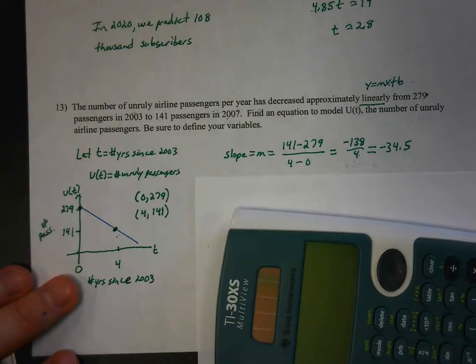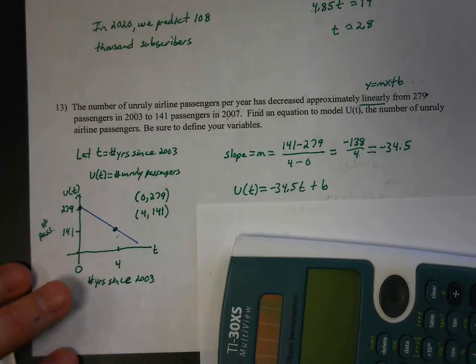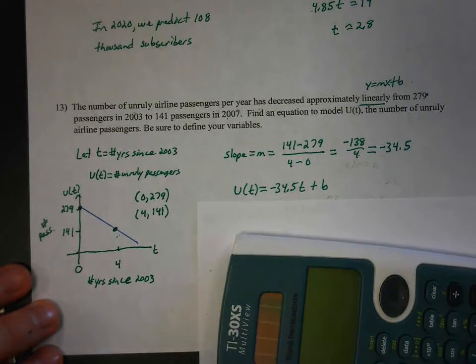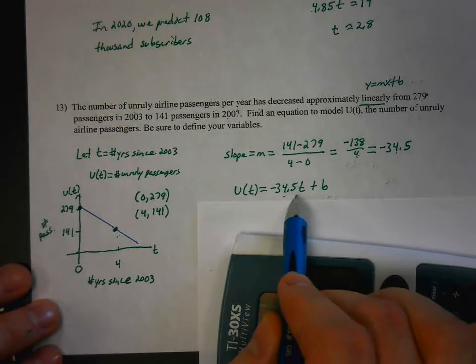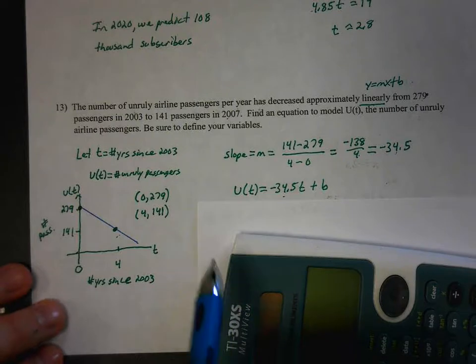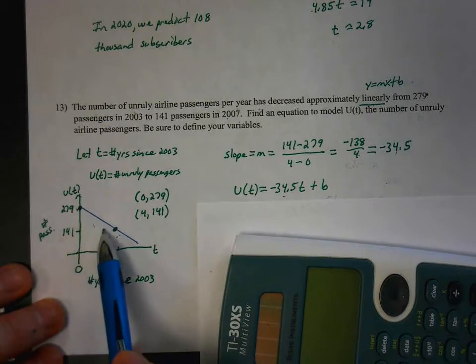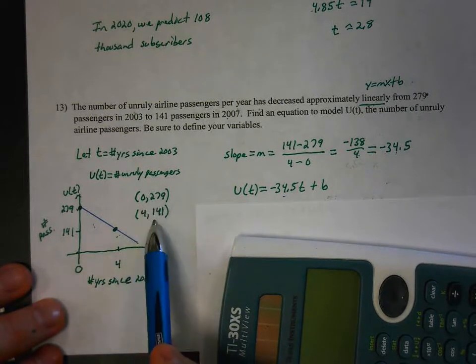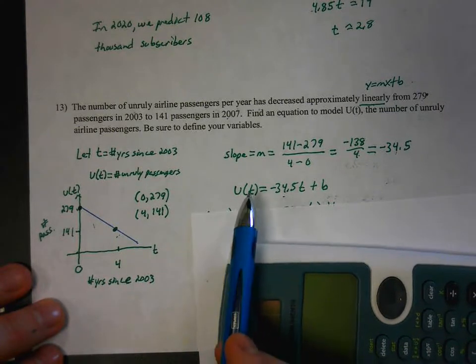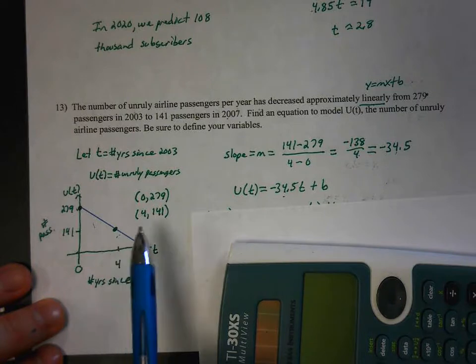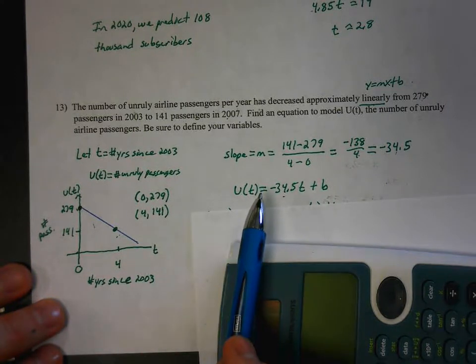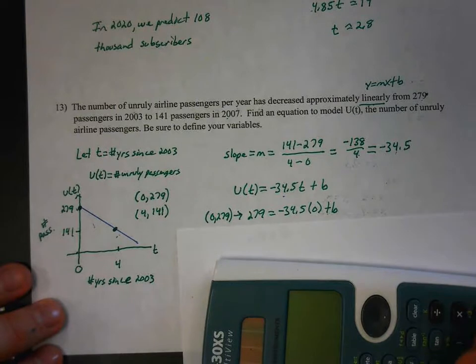So now we know that u of t equals negative 34.5 times t plus b. You're going to put your slope in place of the m in mt plus b. Now you're going to take one of those points, recognizing that those points lie on this line. This line contains these 2 points, and this equation is supposed to represent that line. So these 2 points should be solutions to this equation. All that means is if you plug in the points for x and y, you should get a correct answer. So I use the point 0, 279.